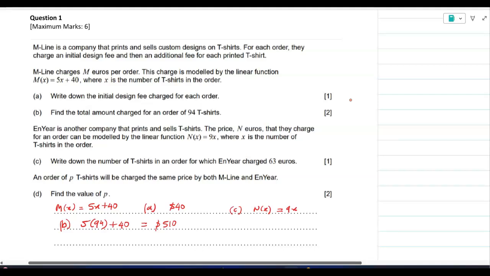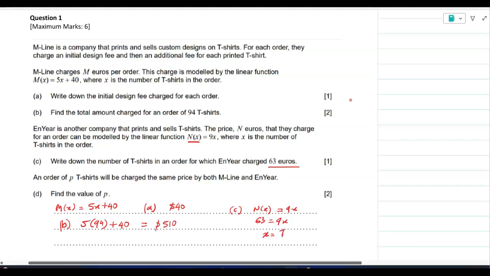So how many t-shirts are there in the order? What is this 63? That's the amount. That's the amount. So where will you put that? Not x. This is your N. N is your charge. So N is 63, which is equal to 9x. So 63 over 9. Seven.